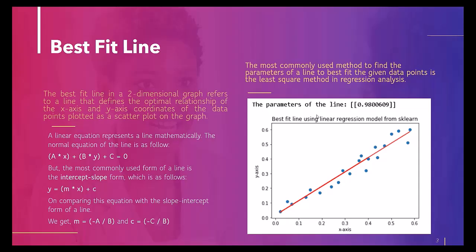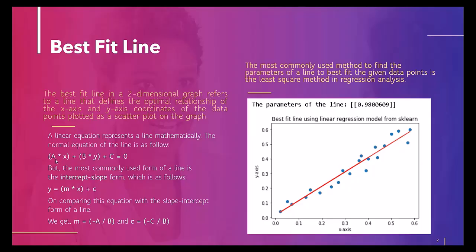So best fit line in a two-dimensional graph refers to a line that defines the optimal relationship of the x-axis and the y-axis coordinate of a data point plotted as a scatter plot on the graph. So now the question arises, how is the best fit line achieved? So the best fit line or an optimal relationship can be achieved by minimizing the distance of the data point from the proposed line.